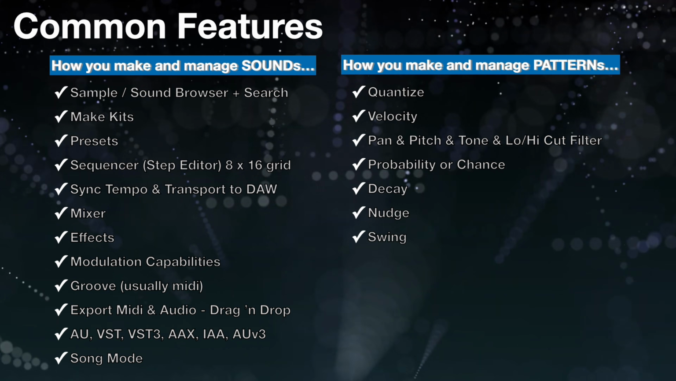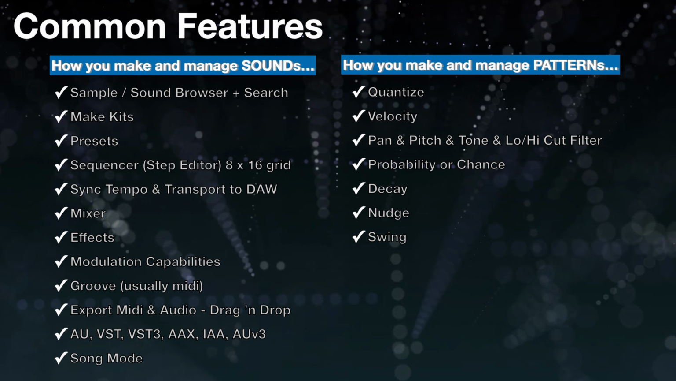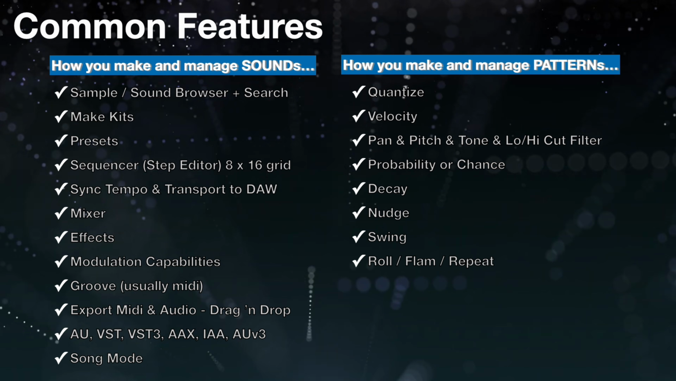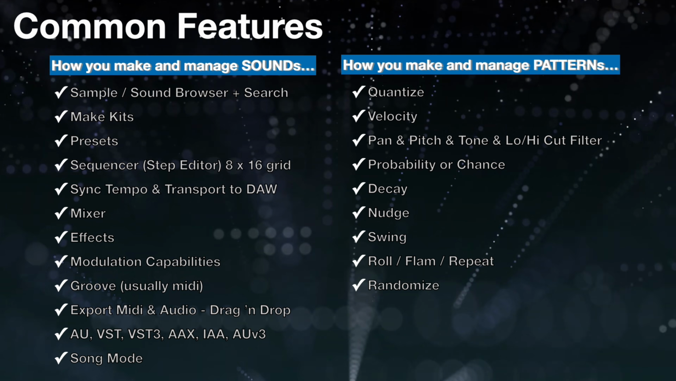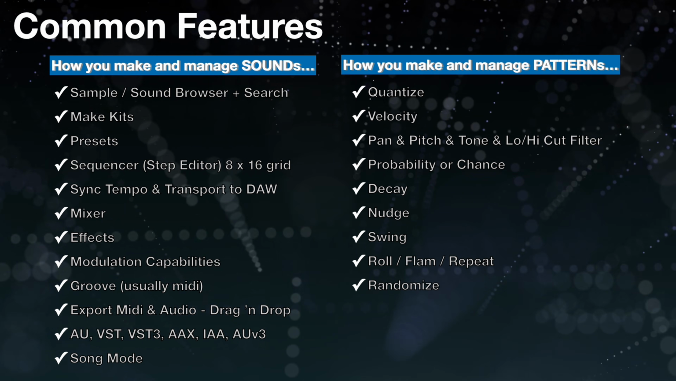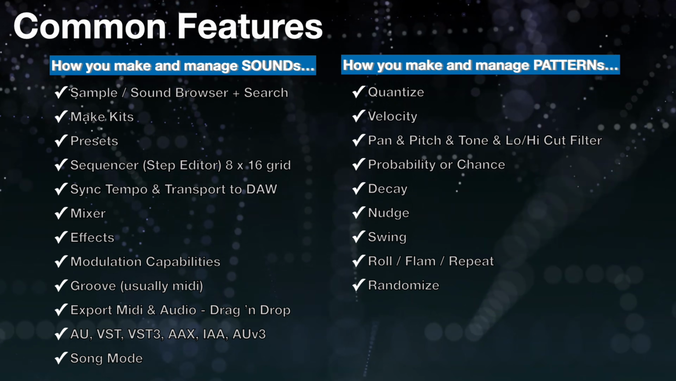Most of them have decay, nudge, swing. These are all things that adjust the MIDI. They all have roll, flam, or repeat for rapid snares or rapid hi-hat hits. Some of them have randomization, which is quasi-artificial intelligence built on some algorithms.